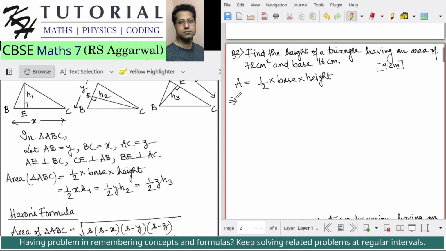Now remember that this height is the corresponding height to a particular base. For this triangle, the area is given as 72 centimeter square. So we have 72 centimeter square is equal to half, base is given as 16 centimeter, and we have to find the height.